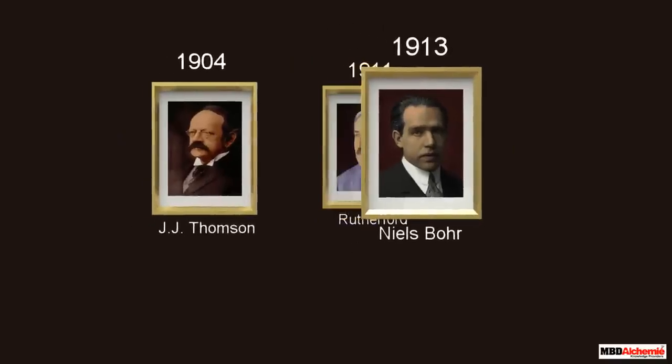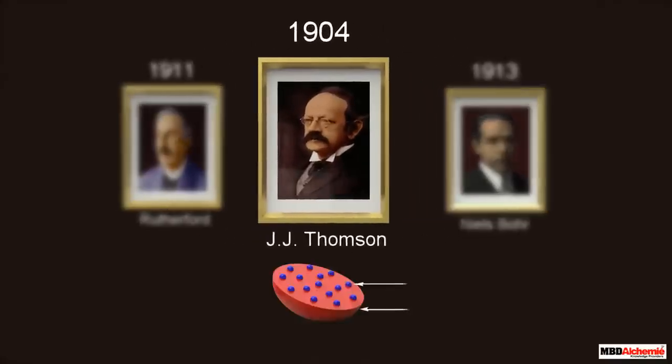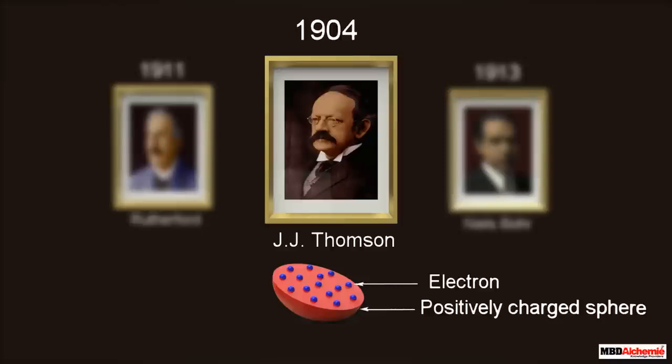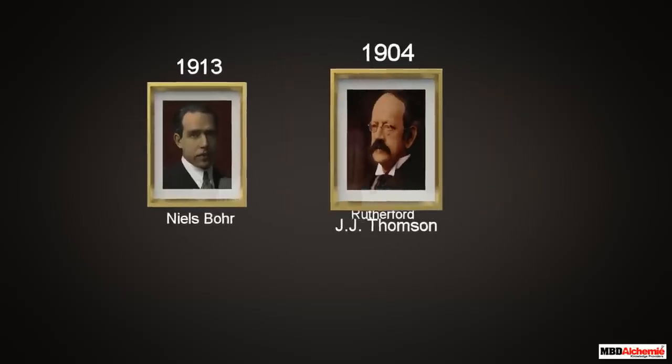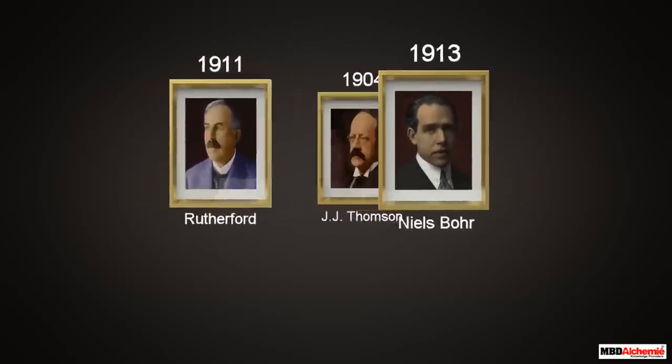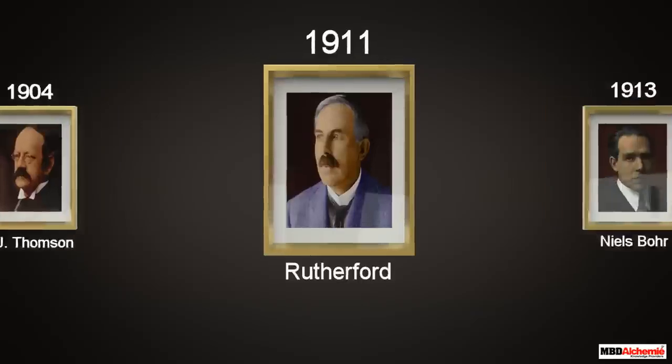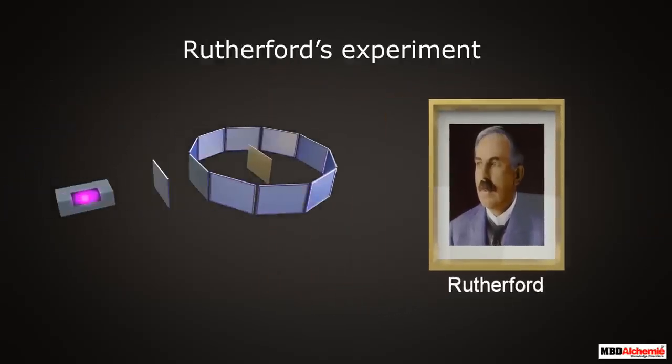One of the first scientists was Sir J.J. Thomson, but his model could not explain the results of several experiments. One of those experiments which could not justify the Thomson model was done by Rutherford. Rutherford's experiment got popular by the name of alpha particle scattering experiment.